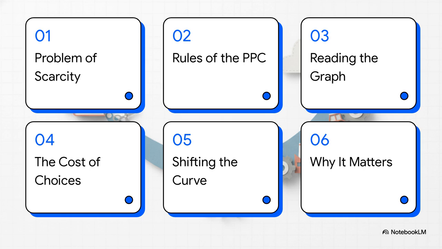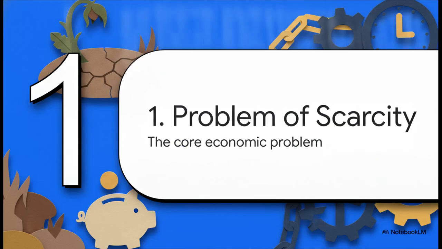Here's our roadmap for today. We're going to start with the problem of scarcity, move right along to the rules of the PPC, and then reading the graph. After that, we'll hit the cost of choices, shifting the curve, and finally wrap it up with why it matters. All right, part one, the problem of scarcity.